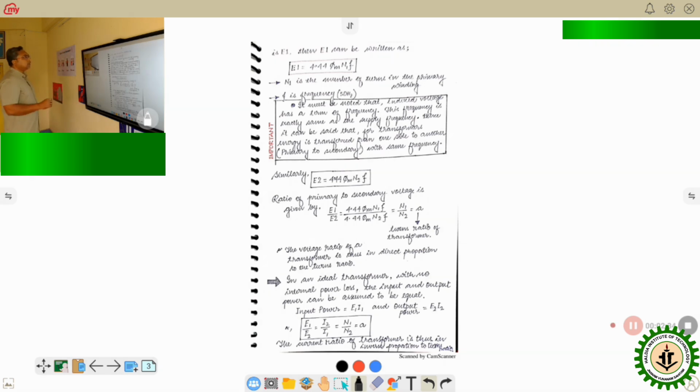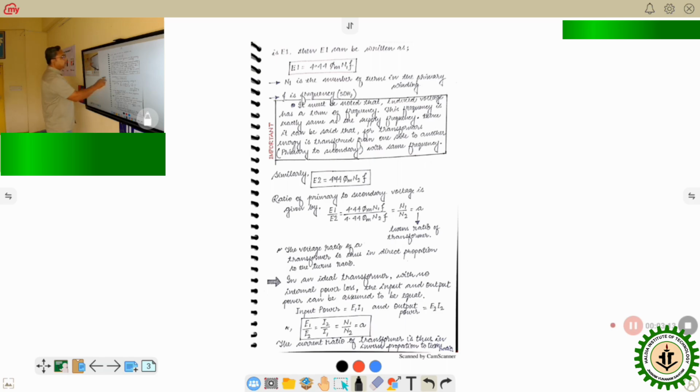Now, one must note over here that the induced voltage has a term of frequency, so this frequency will be the same as the supply frequency. Likewise, we can now write the EMF equation in terms of E1 and E2, where E1 is the primary induced voltage. When we write the primary induced voltage, this N will be replaced by N1, signifying the number of turns on the primary side, and when we write E2, we will replace N with N2, signifying the number of turns on the secondary side.